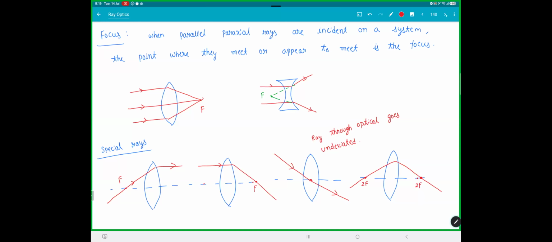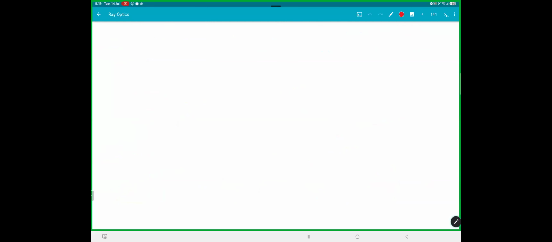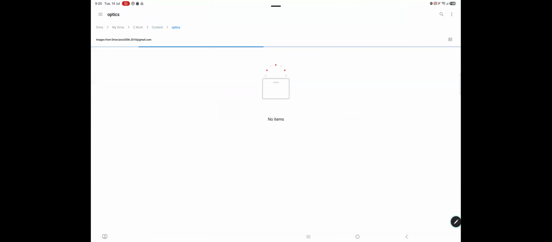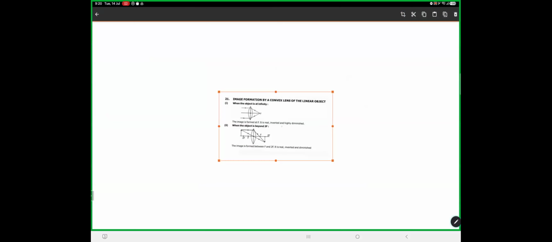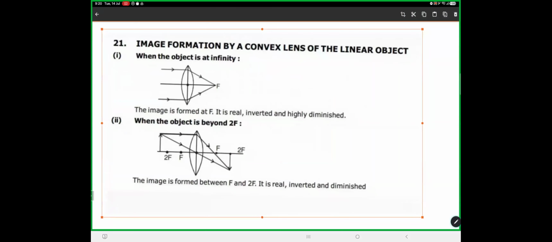So whenever you want to find an image, we take any 2 of them, and the point where they meet is the image. Have a look at these light rays. Then let's see the ray diagrams, which we did the same thing in mirrors. We'll do it again. Have a look at these pictures. Did you guys do something like this in school for lenses also?